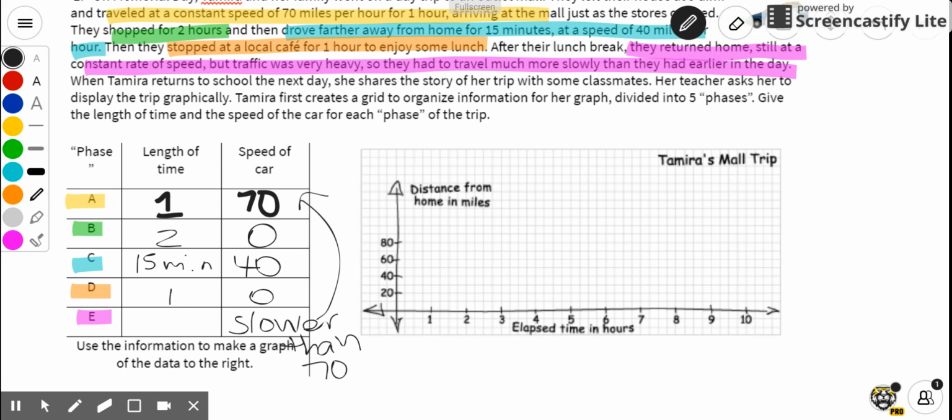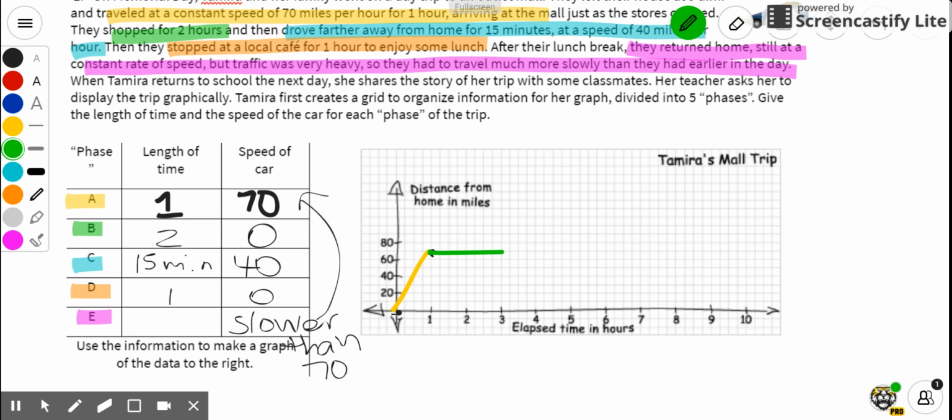So before they left the house, Tamira was at the house. She was at 0. And then she traveled 70 miles per hour for 1 hour. So that got her 70 miles away from the house. And it was a constant rate, so that tells us that it is going to be a straight line between the two. Constant rate means it's a straight line. So that's part A. Then she shopped for 2 hours. She drove for an hour, she shopped for 2 hours, so now we're at 3 hours, and she didn't travel at all. So she stayed 70 miles at 3 hours.